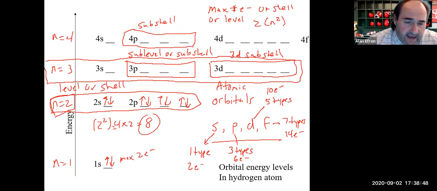Now, if you know that, we're going to talk about the order in which these electrons go in. Electrons pretty much go in at lowest energy until that's filled, then go to the next energy level, and keep going higher in energy until pretty much all the electrons have been distributed.